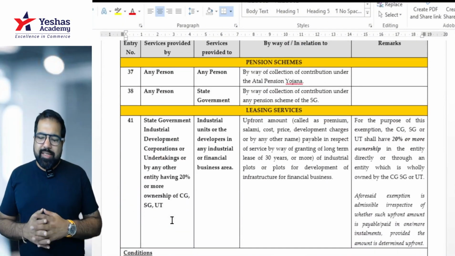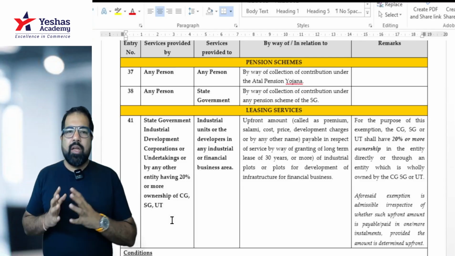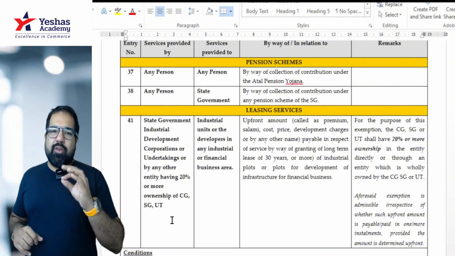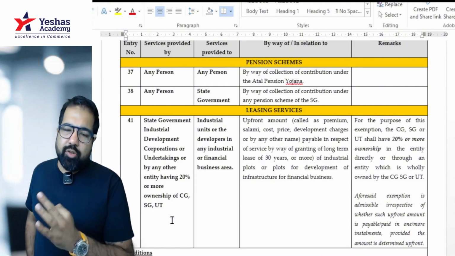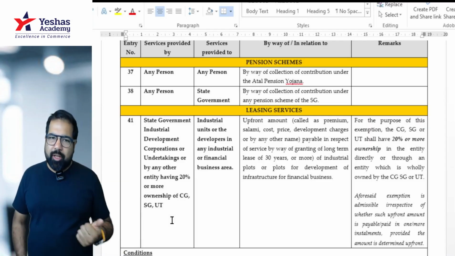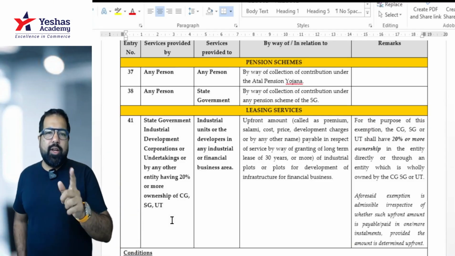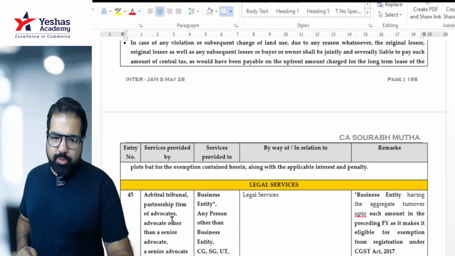Leasing services. Let's talk about what is leasing. Leasing basically means I'm giving a place on rent. Let's recap it. Leasing basically means I am the government or a government body where at least 20% of the company is owned by me, and I'm leasing out some land to you for 30 years or more. Condition: the leasing should be done by the government, for 30 years or more, and you should be using it for industrial or financial use. Then on that lease, there is no GST. This is the leasing services exemption.